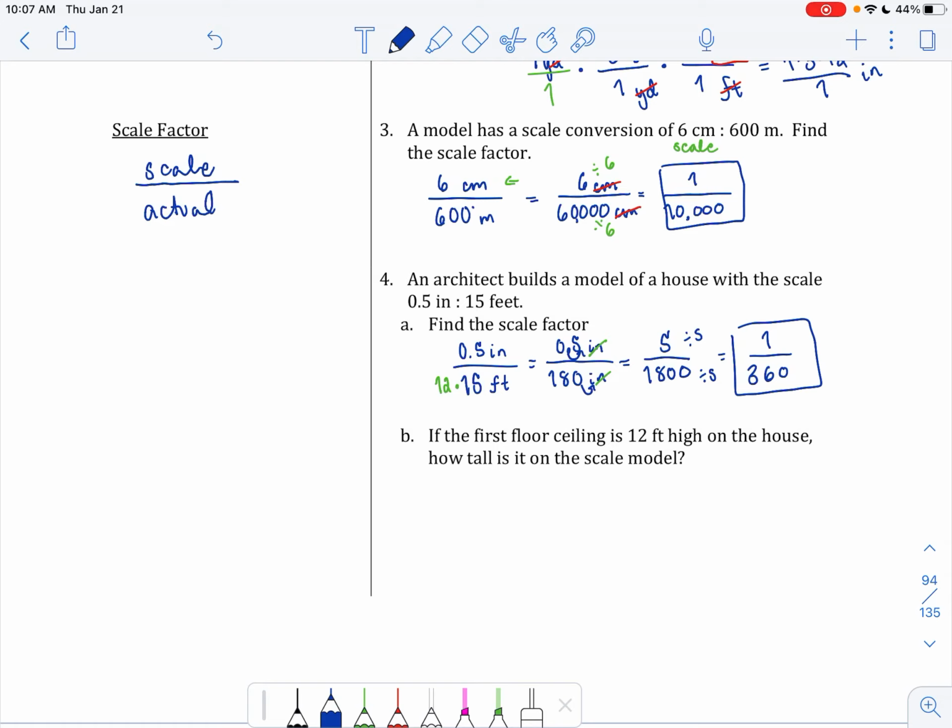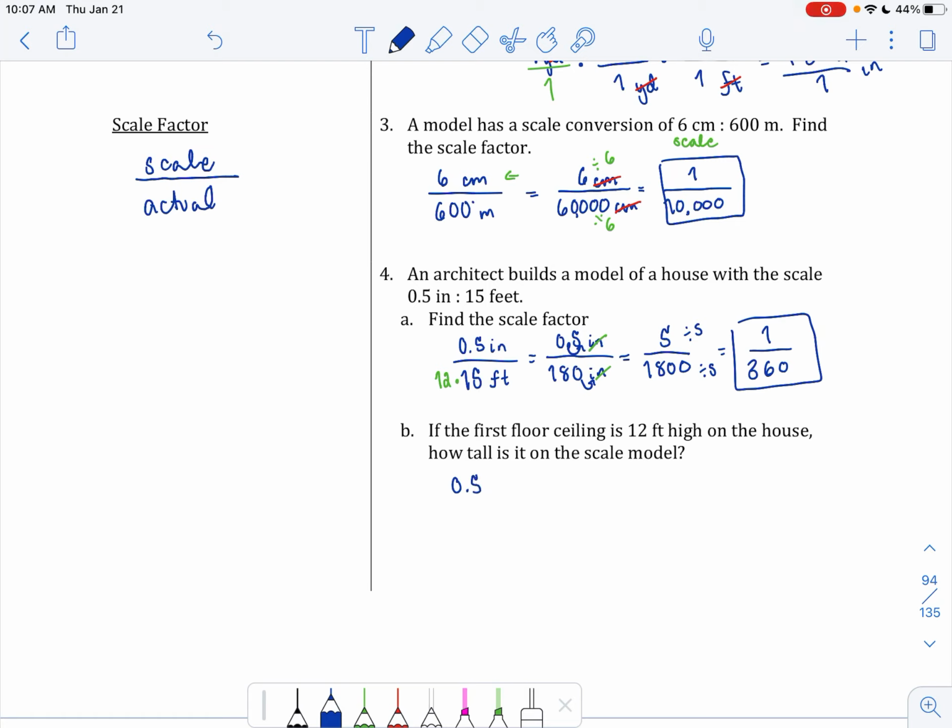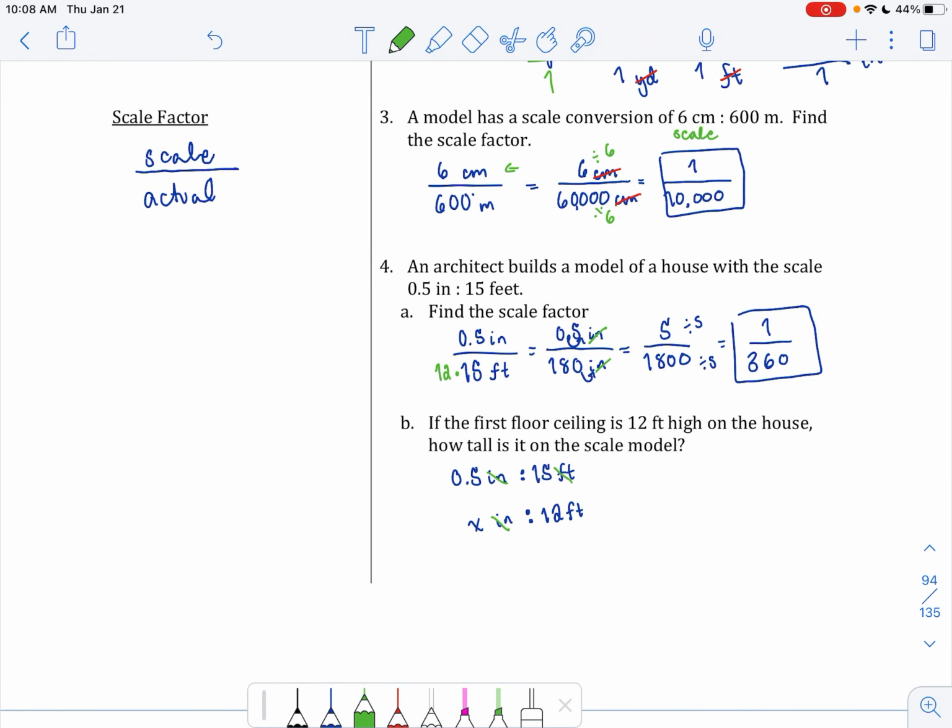Now we can also solve with this. If the first floor is 12 feet high in the house, how tall is it in the scale model? I'm going to solve this very similarly to what I did with the map. My scale is 0.5 inches to 15 feet. Sorry, not my scale factor, my scale conversion. And I have something that's 12 feet in the actual house. And so then that is how tall in the model. This is my unknown, so I will put in the variable. Now I know I'm off to the right start because my units all cancel out.